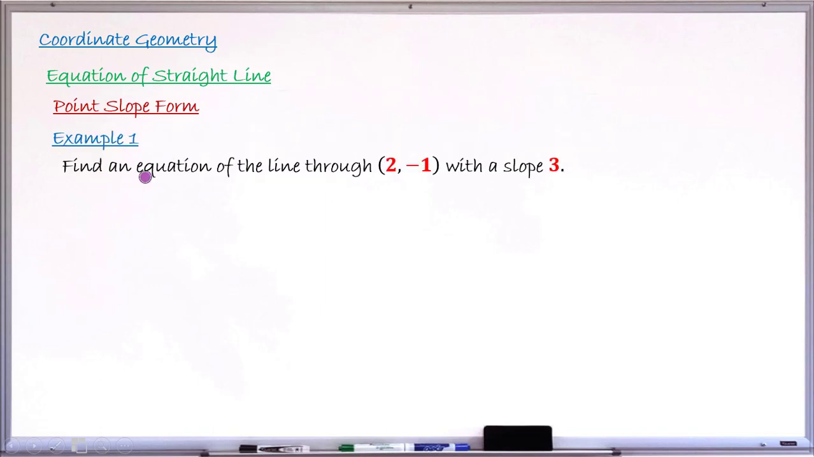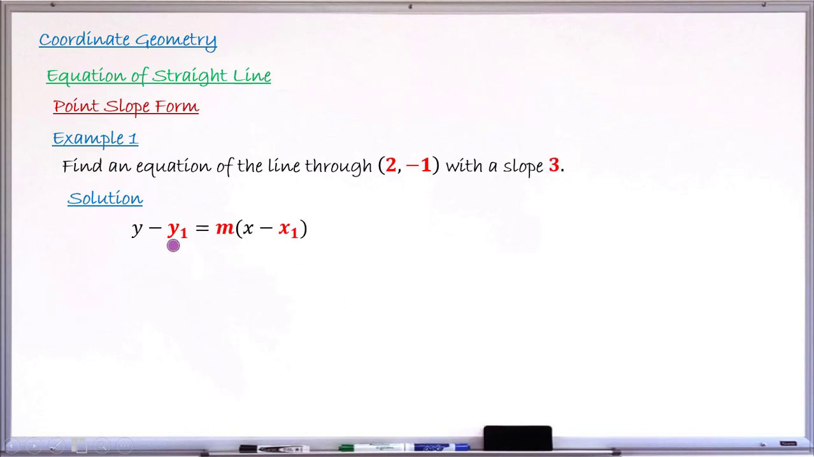Example number 1 says: find the equation of the line, and that line passes through this point. Look at it. The point has the coordinate (2, -1), and the slope of that line is 3. Solution to this problem. What you do first is to write down that formula. The formula says y minus y1 equals m into x minus x1. So you now substitute those coordinates, that is x1, y1, and you substitute the value of the slope, which is 3 here.